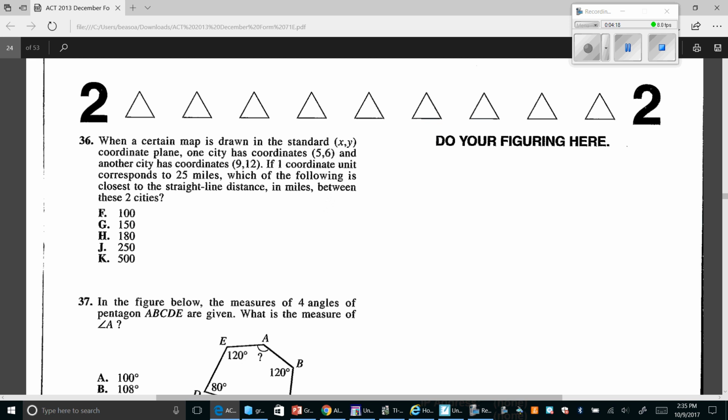All right, 36. When a certain map is drawn in the standard XY coordinate plane, one city has coordinates 5, 6. Another city has coordinates 9, 12. If one coordinate unit corresponds to 25 miles, which of the following is closest to the straight line distance in miles between these two cities? All right, I'm going to find the distance between 5, 6 and 9, 12. That's going to tell me how many units, and then each unit is 25 miles.